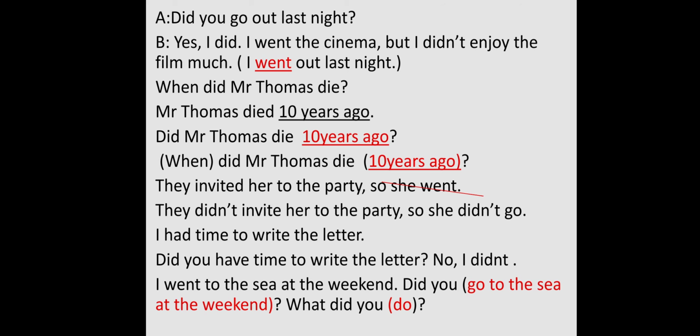So she went. She went is a positive sentence. To change it into the negative, it is in the past simple, so we use didn't. So it becomes she didn't, and we change the verb went into its base form because we used didn't. So it becomes so she didn't go.